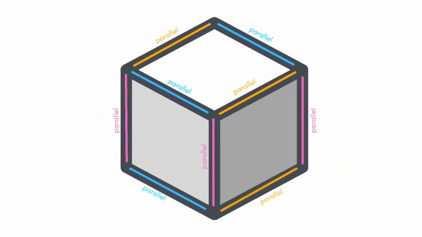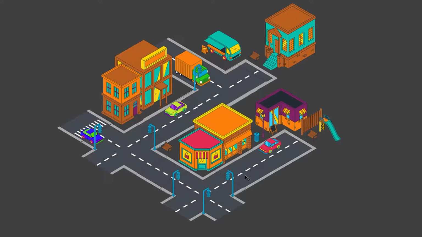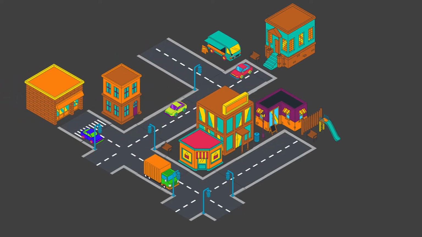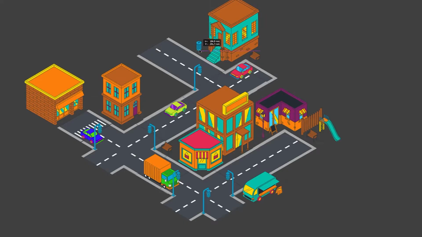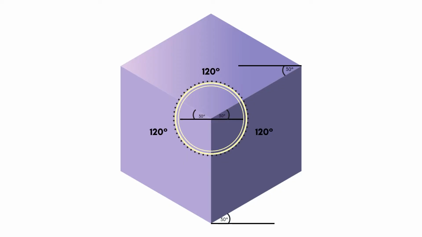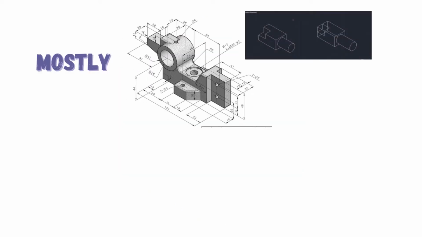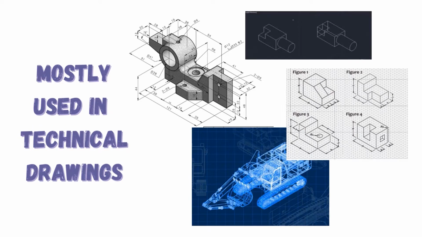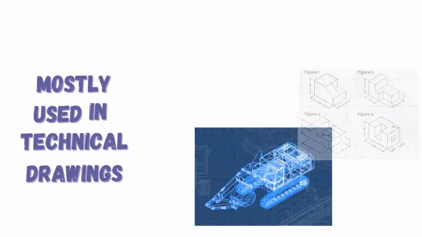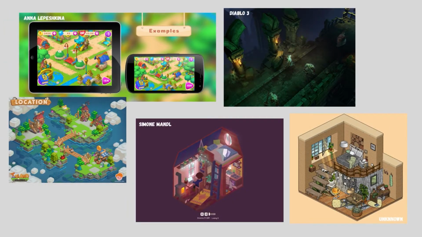In fact, this perspective uses parallel projection, which means objects remain the same size no matter how far they are from each other. Second, as we said, we can see three planes at the same time, and the angles between those three planes are always 120 degrees. Isometric drawings are mostly used in technical drawings. It is a good way of showing measurements and how components fit together. And of course, we can find the usage of isometric in a lot of other fields like video games, animations, and art in general.